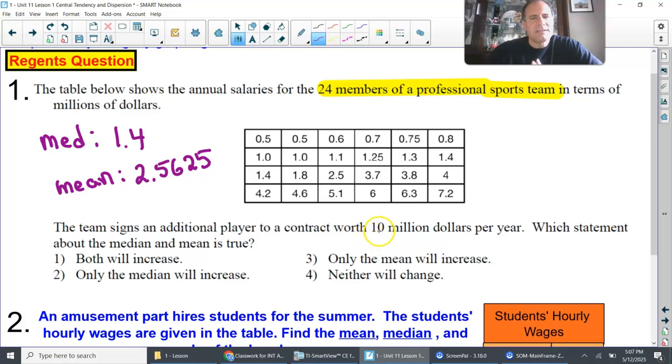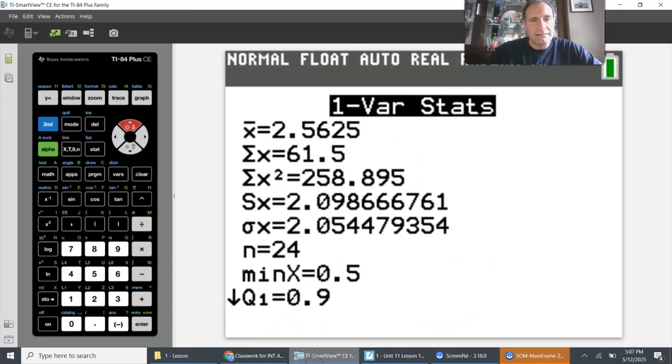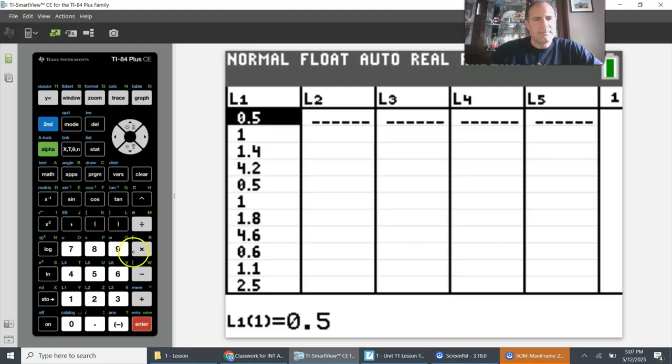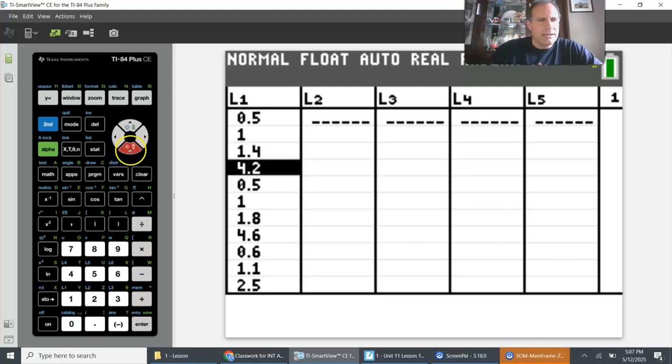contract of $10 million. And that is going to be specifically adding a 10. These are all in millions of dollars. This is 1 million. This is 4.26 million. So we're going to add a 10. I'm going to go back to the stat, and I'm going to press enter.